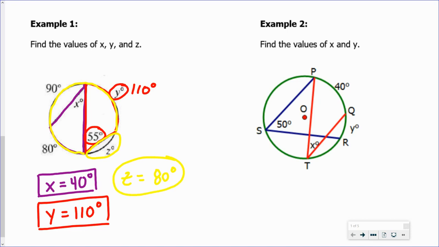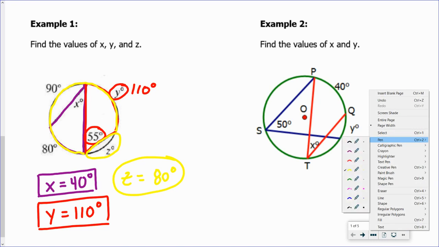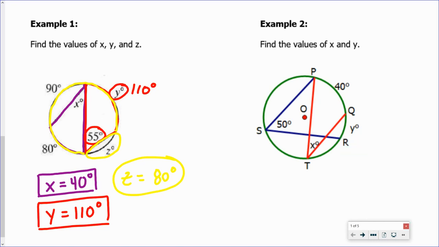All right, let's take a look at example 2. Again, here we need to find the values of x and y. I'm going to find x first. Again, x is an inscribed angle. Its vertex is on the circle, and the intercepted arc is 40 degrees. So x is going to have to be half of that. So x is going to equal 20 degrees.